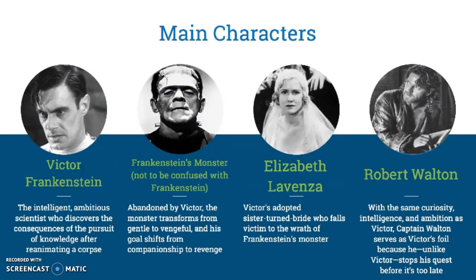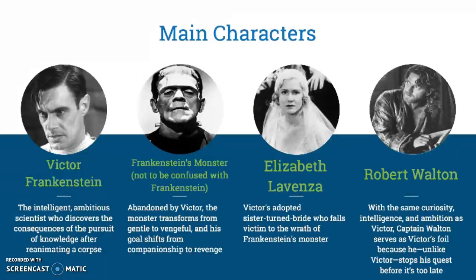So a little about the characters. Our main one is Victor Frankenstein, of course. Victor is the intelligent, ambitious scientist who discovers the consequences of the pursuit of knowledge after reanimating a corpse. Then we have Frankenstein's monster, not to be confused with Victor Frankenstein. Abandoned by Victor, the monster transforms from gentle to vengeful, and his goal shifts from companionship to revenge.